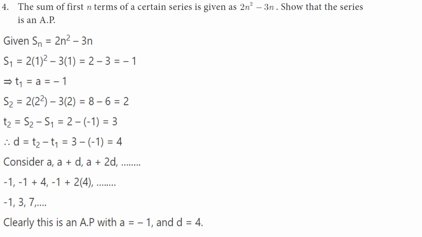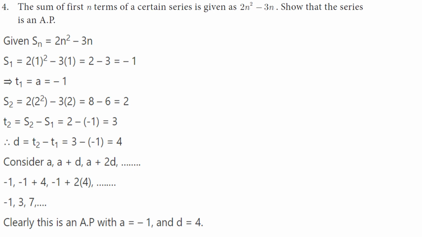The sum of first n terms of a certain series is given as 2n squared minus 3n. Show that the series is an AP. First, Sn equals 2n squared minus 3n. So for n equal to 1, you substitute: S1 equals 2 into 1 squared minus 3 into 1, equals 2 minus 3, equals minus 1. That is T1 equal to A equal to minus 1.